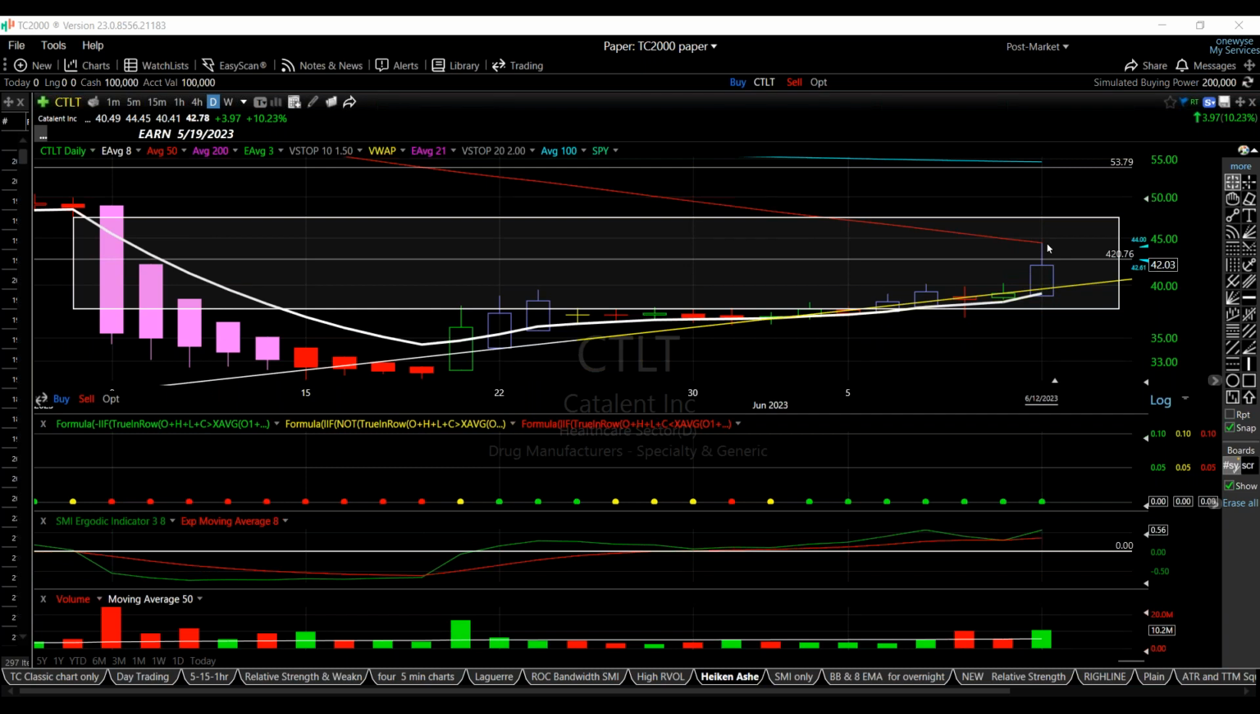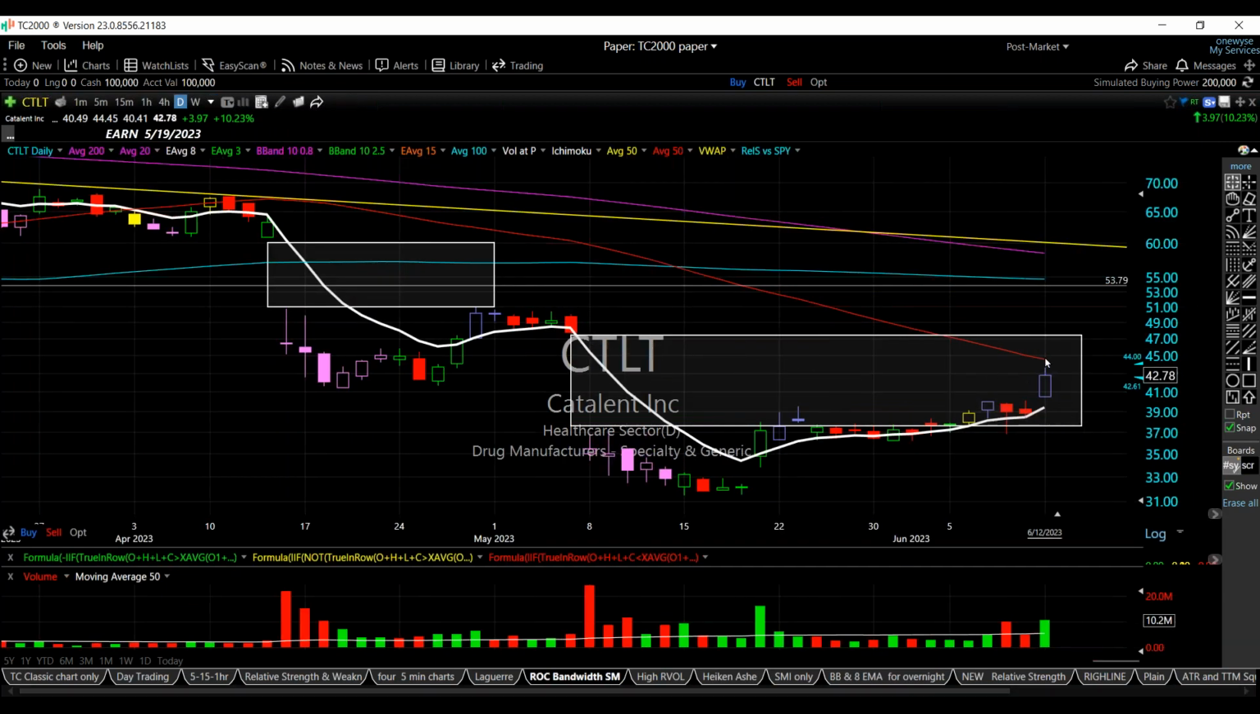But you do have resistance right here at the 50-day moving average. We switch over to the regular candle, you can see where it went to, but right to the 50 and stopped. Okay.